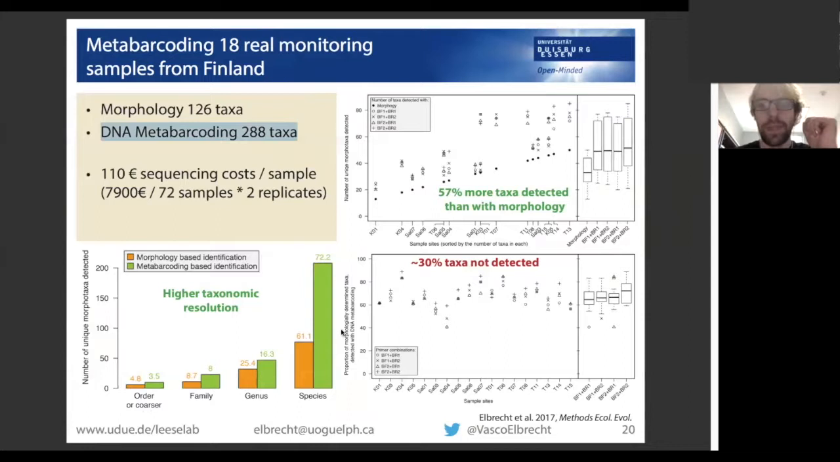However, the big issue here is that if you look at how many taxa are detected between morphology and DNA metabarcoding, we also see that around 30% of taxa are detected with morphology but not with DNA metabarcoding. So we really have to say metabarcoding isn't perfect. There are still some issues with this method, and we probably won't get rid of those issues. So the big question is, what is the reason for that?